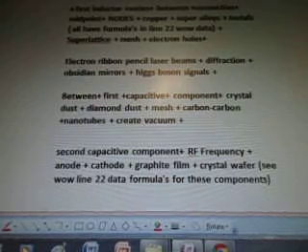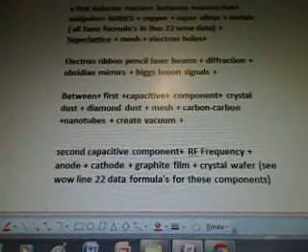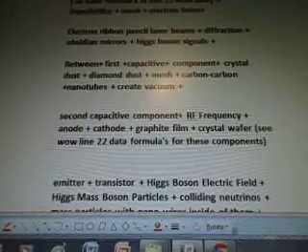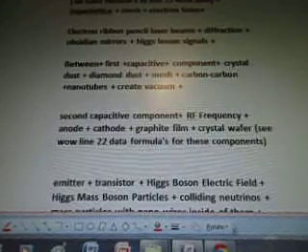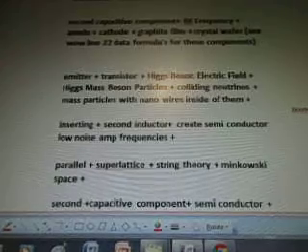Electron ribbon, pencil, laser beams, diffraction, obsidian mirrors, Higgs boson signals. Between first capacitive component, crystal dust, diamond dust, mesh, carbon to carbon nanotubes, and create vacuum. The second capacitive component is RF frequency. Anode, cathode, graphite film, crystal wafer. See wow line 22 data formulas for these components. And this is where the camera ran out of power here.